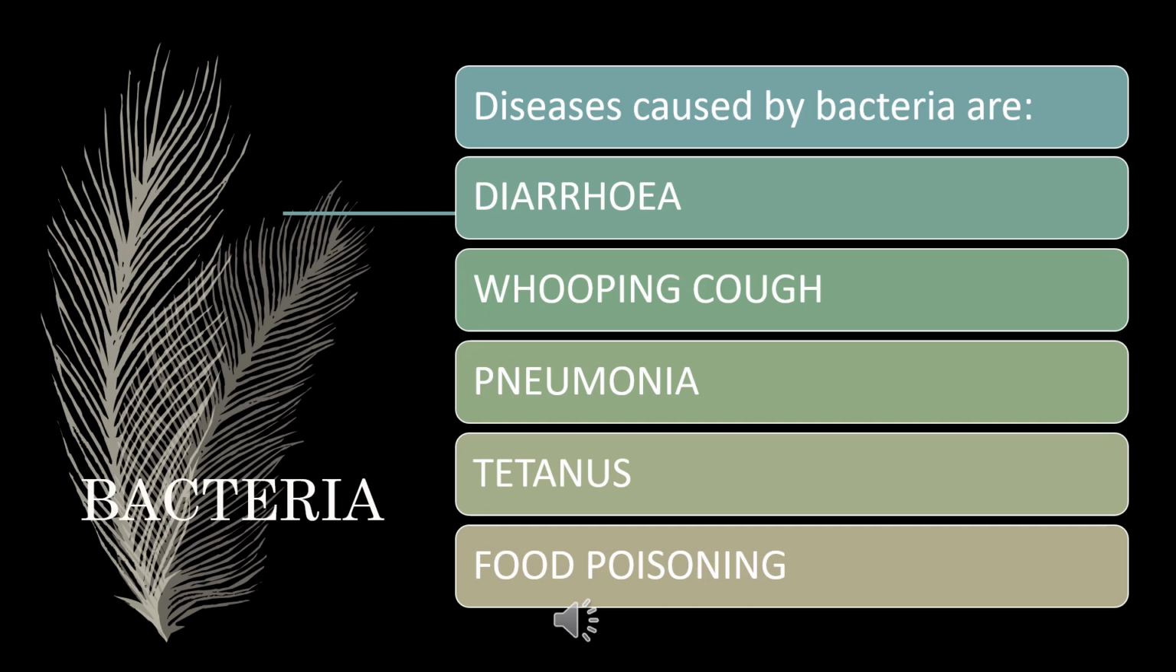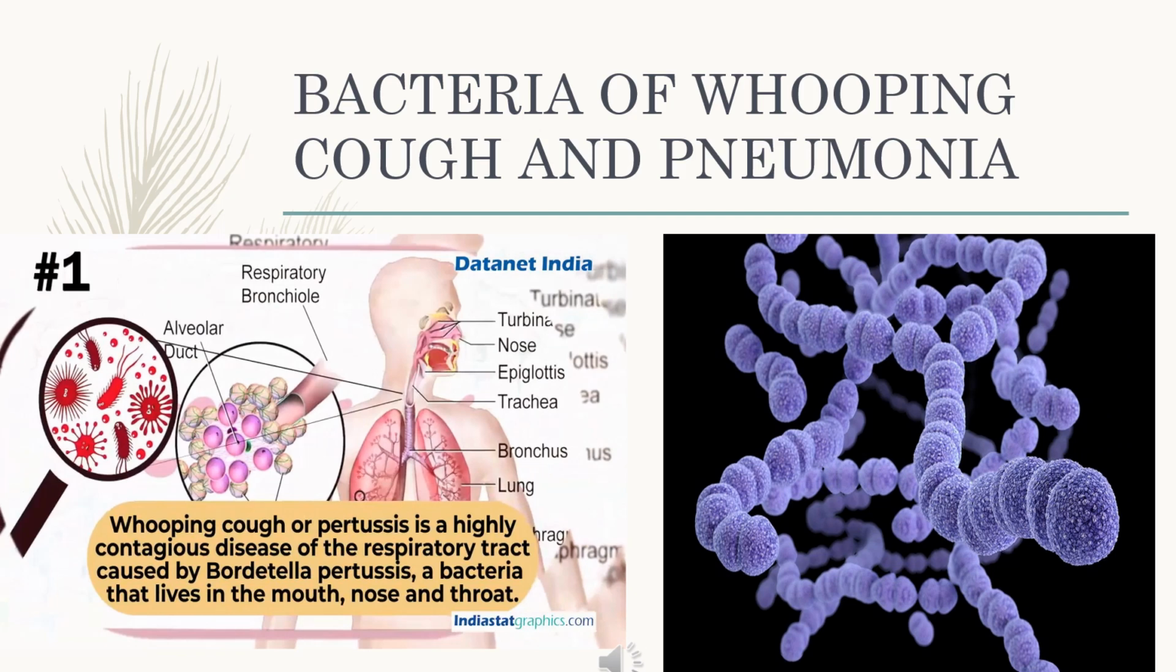Dear students, here is the list of diseases caused by bacteria. Diseases caused by bacteria are diarrhea, whooping cough, pneumonia, tetanus, food poisoning. In this slide you can view the bacteria causing whooping cough and pneumonia. Whooping cough is a highly contagious disease of the respiratory tract caused by bacteria that live in the nose, mouth and throat. Pneumonia is an infection of lungs. If this infection affects both lungs, then it is called double pneumonia. You can view the shape of pneumonia-causing bacteria in the slide.